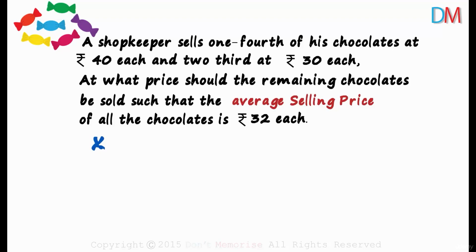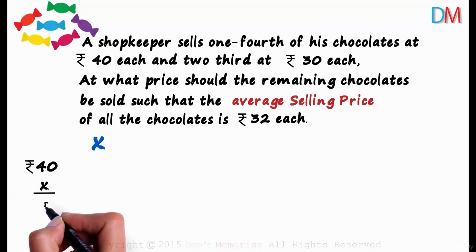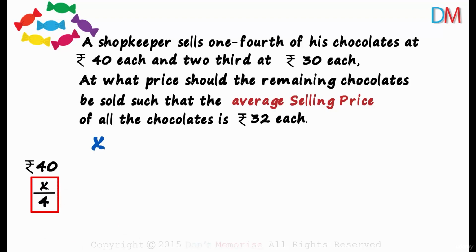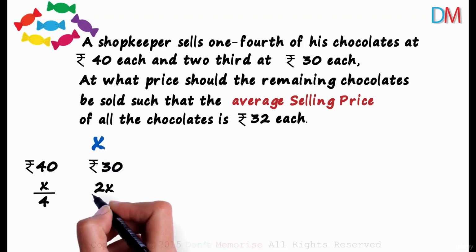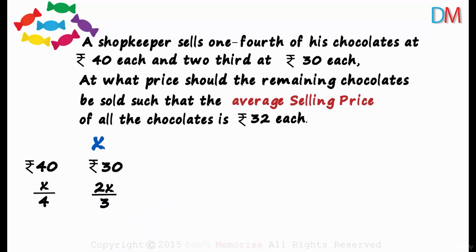If the total chocolates the shopkeeper had is X, then what will be the number of chocolates she sold at 40 rupees? 1/4 at 40 rupees. So it will be X over 4. She sold X over 4 chocolates at 40 rupees. Then how many chocolates did she sell at 30 rupees? 2/3 will be 2x over 3. And we don't know at what price she sold the remaining chocolates. Let's call that number Y.